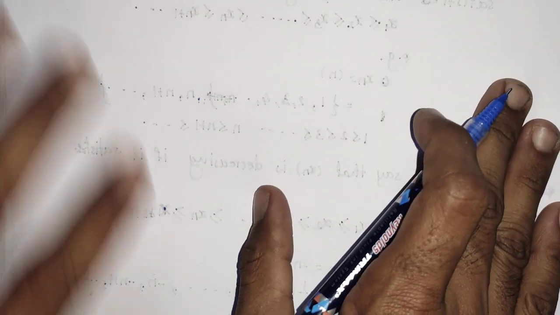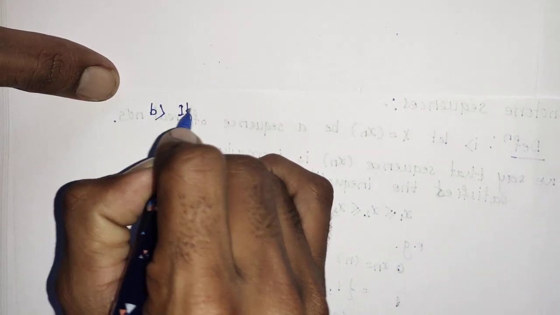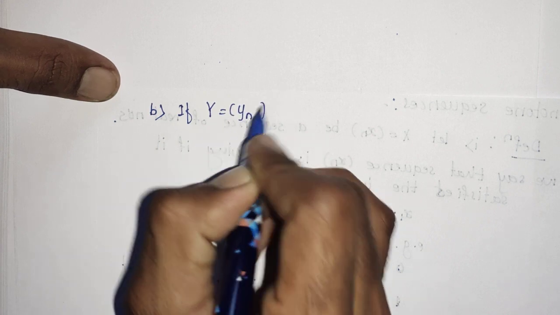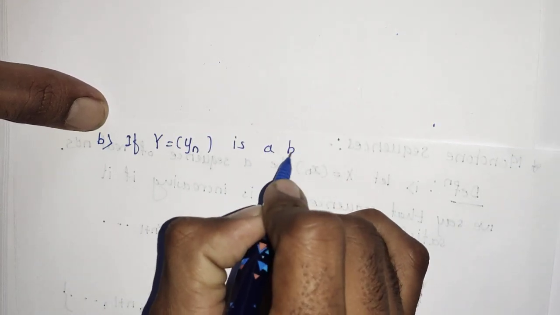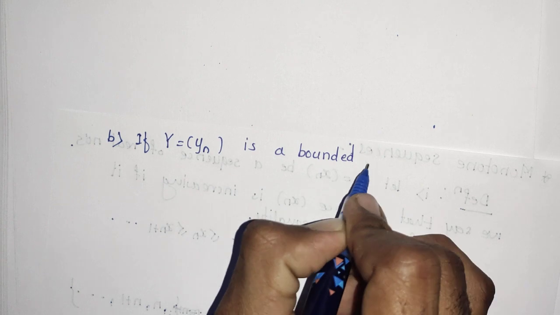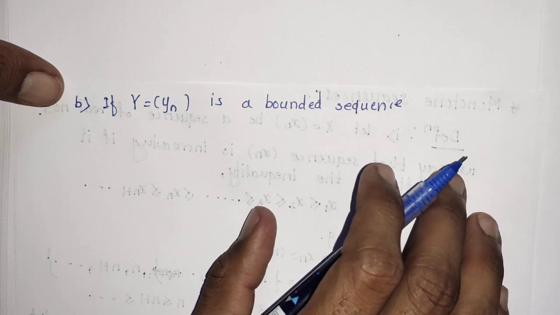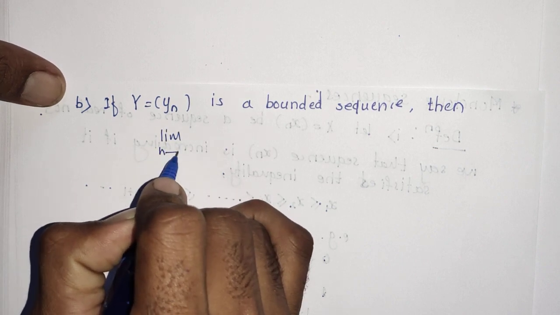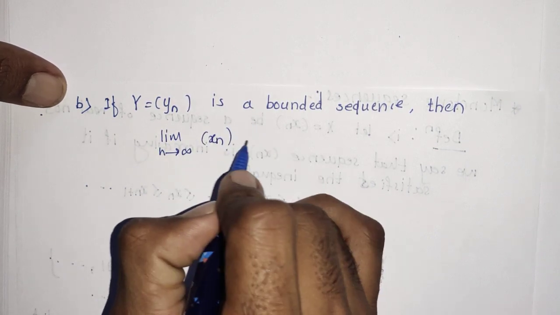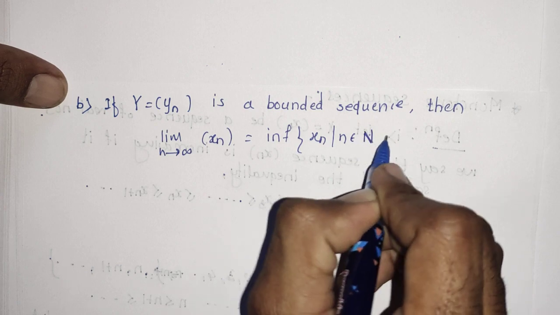So the B part of the statement is: suppose y = yn is a bounded decreasing sequence, then the limit as n tends to infinity of yn is equal to the infimum of yn, such that n belongs to the set of natural numbers, the infimum of that sequence.